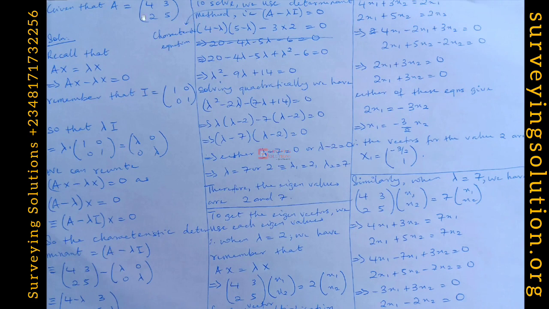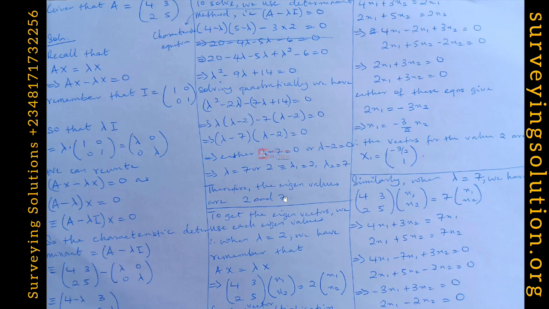So we can say lambda 1 is 2 and then lambda 2 is 7. Therefore, the eigenvalues for the matrix we are working with, which is 4, 3, 2, 5, are equal to 2 and 7. You see how simple it is. Now, this is a 2 by 2 matrix. Maybe subsequently, we are going to look at a 3 by 3 matrix.